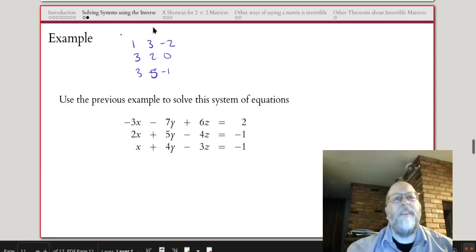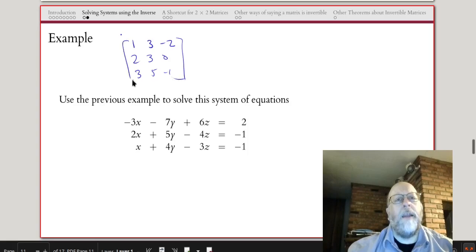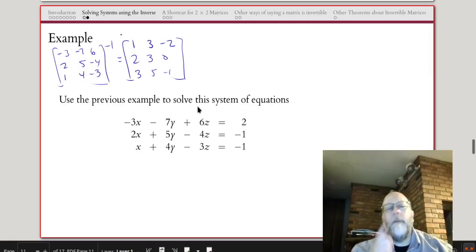So let's see. That is the inverse of this matrix here: negative 3, negative 7, 6, 2, 5, negative 4, 1, 4, negative 3. All right. So we found this by doing the row reduction as has been done already.